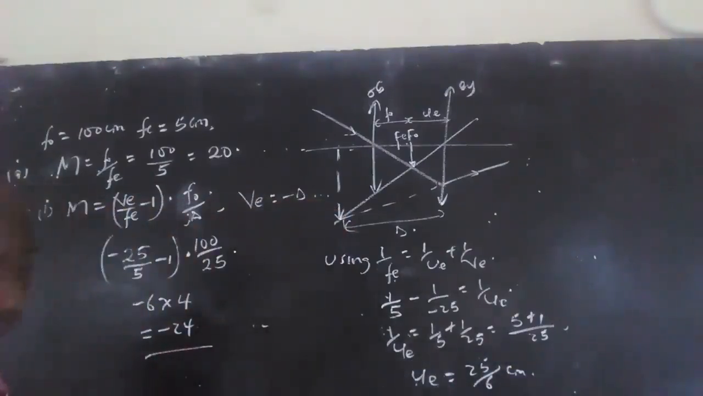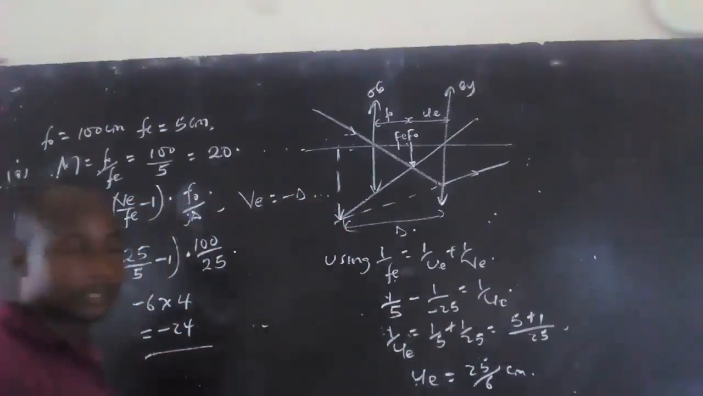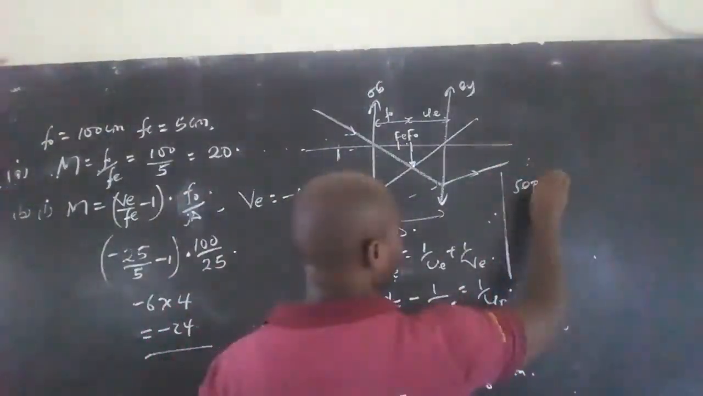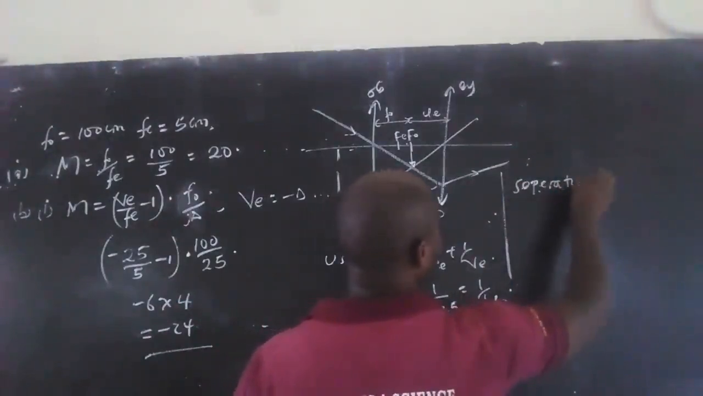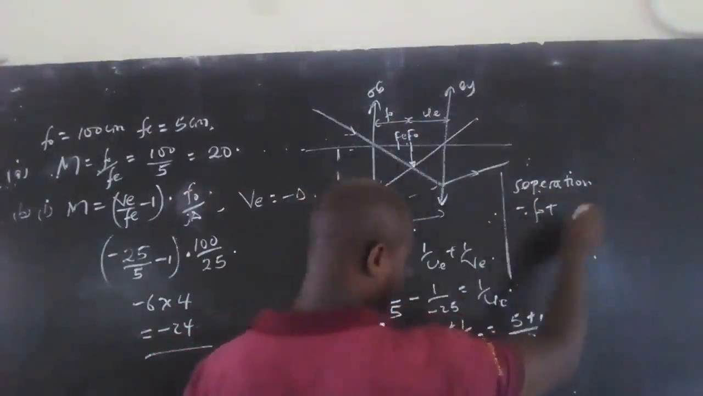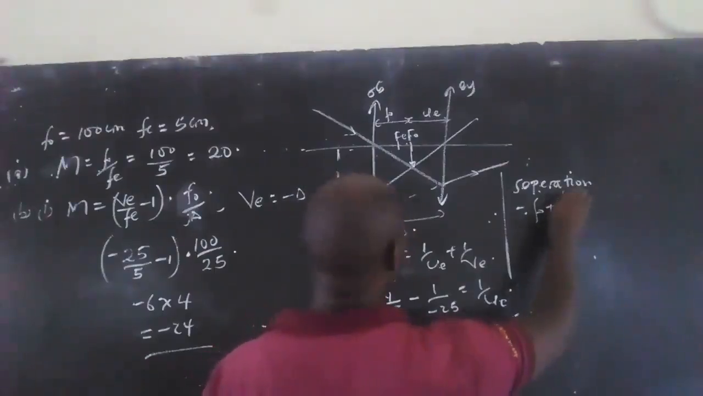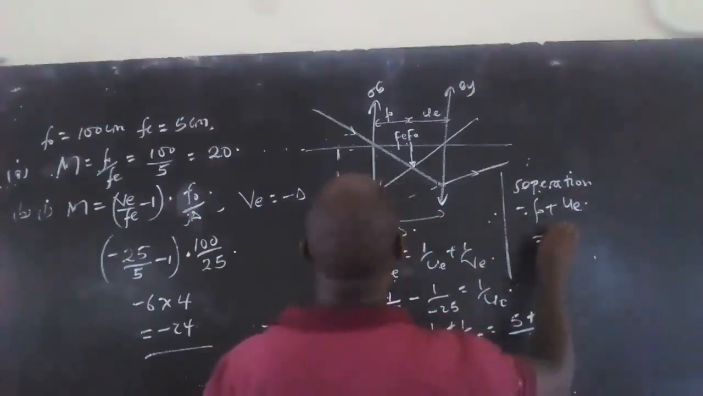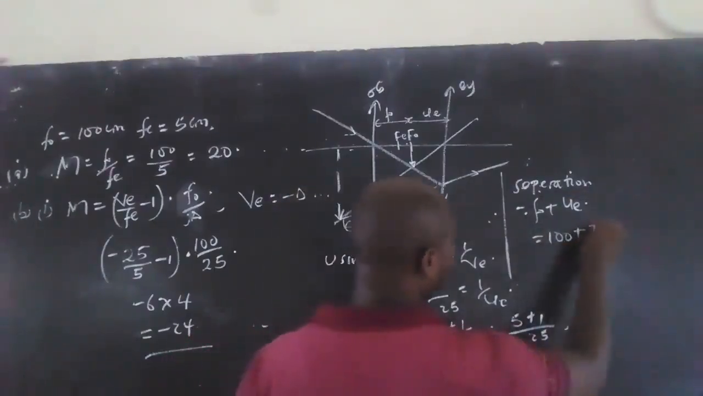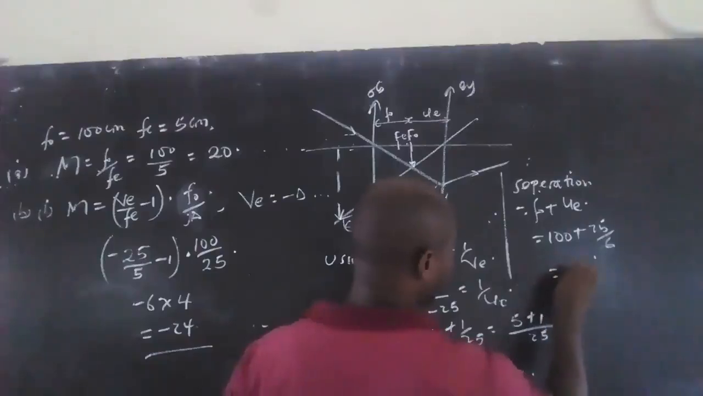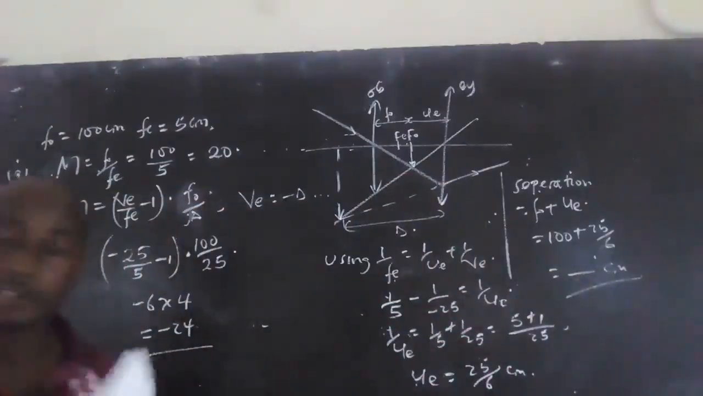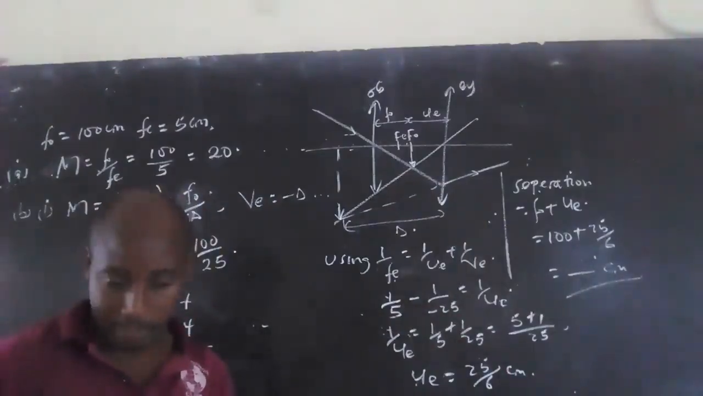So that's a separation. So our separation becomes this plus this. F0 plus FE plus UE, which becomes 100 plus UE. That's 25 over 6. Get your answer in centimeters. Okay? Get your answer in centimeters.